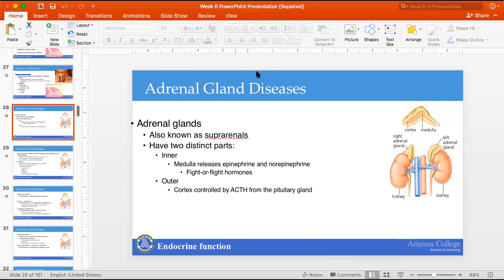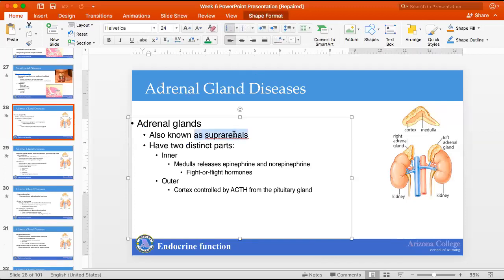Okay, now looking at the adrenal glands or adrenal gland diseases. The adrenal glands are the structures that sit on the superior aspects of the kidney. They're also referred to as suprarenals. Supra just meaning superior, renal meaning kidney, so sitting on the superior aspect of the kidney.